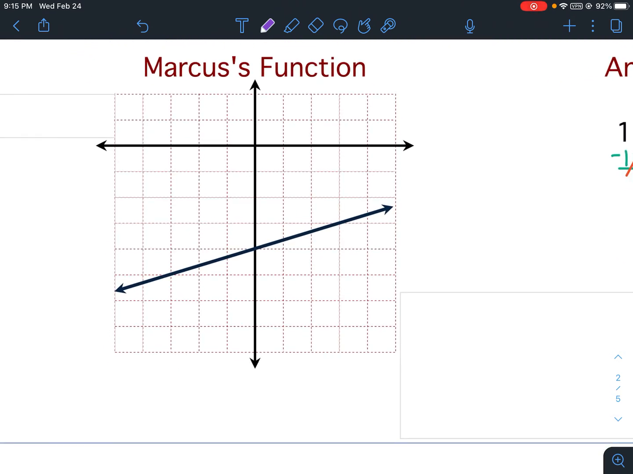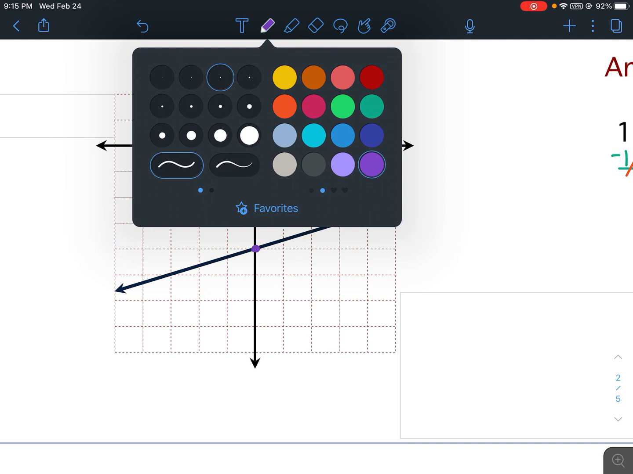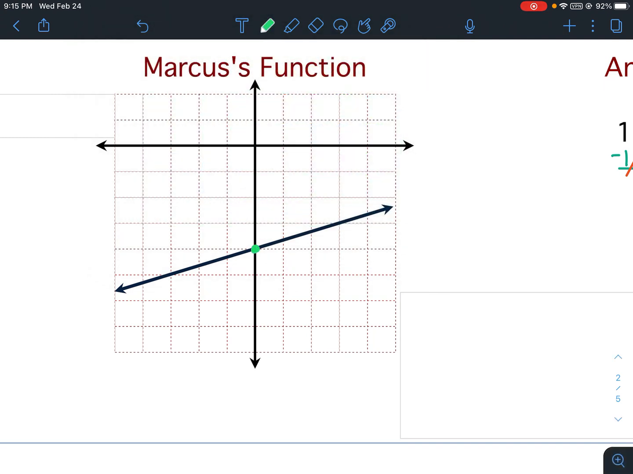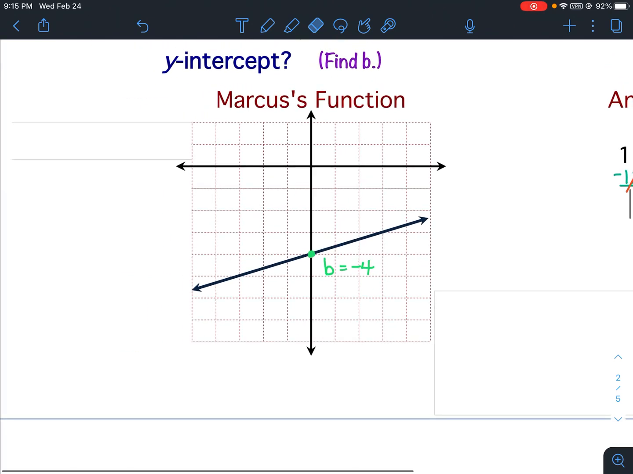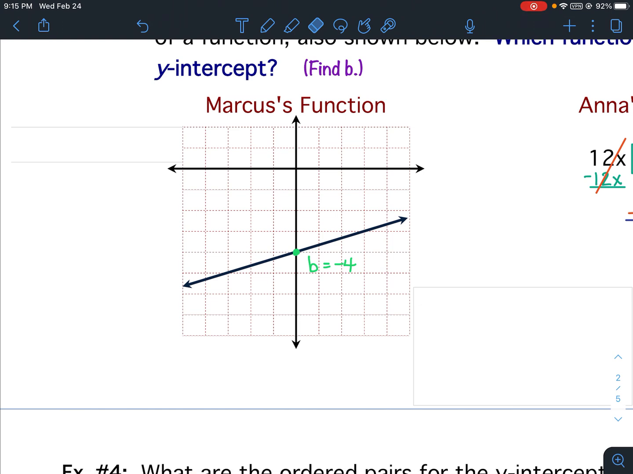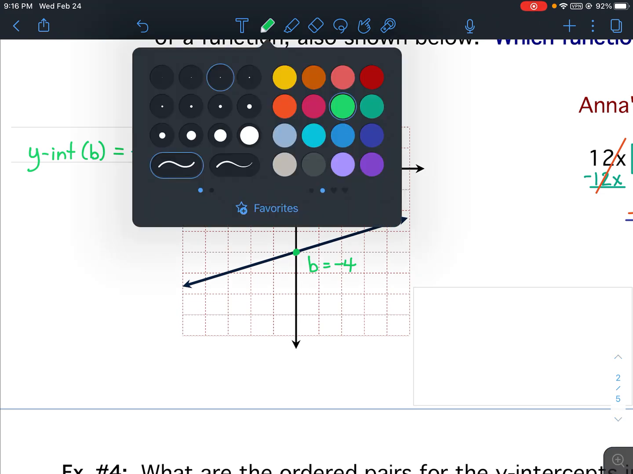Well, the y-intercept is extremely easy for a graph because it's where the graph crosses the y-axis. That is his y-intercept. So that would be negative 1, negative 2, negative 3, negative 4. So Marcus's y-intercept is negative 4. Let's also find his slope, though.